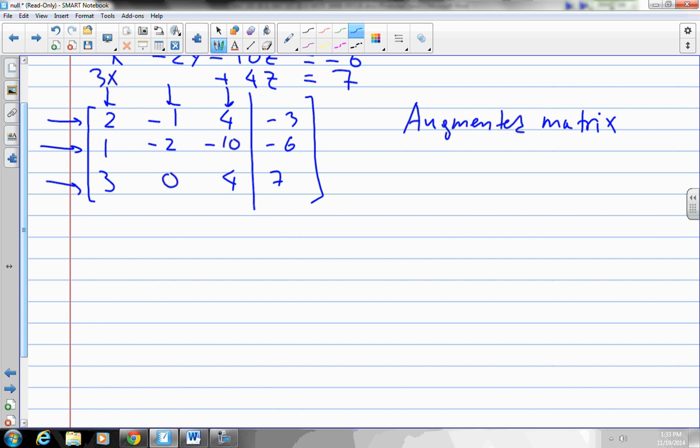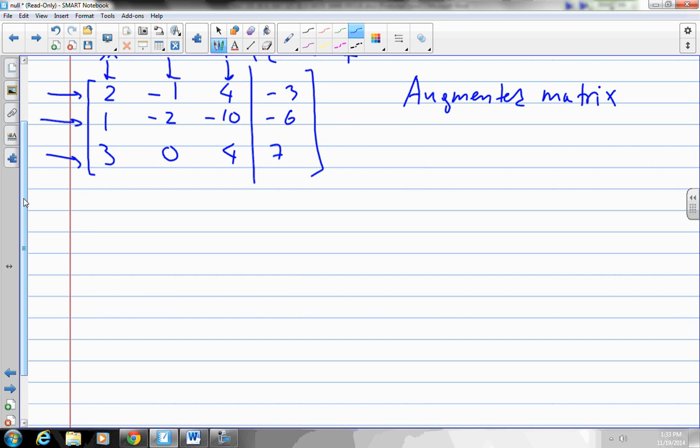Second legal move, I can always multiply any row by a non-zero number, and we've been doing that before. Taking an equation, multiplying both sides by a number, right? That was the second legal move. And the third legal move, I can always add any two rows together. I can take first row multiplied by 7 and add that to the second row. And we were doing that before with equations. So these are my three legal moves.